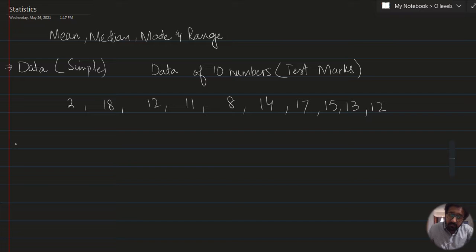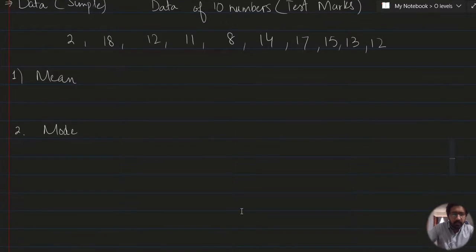Four things, as I said, we are going to find out. First one is the mean, the second one is the mode, then the median, and the last one would be the range of the data. Let's start from the very first one. It's very simple. Mean, you can also call it the average of the data.